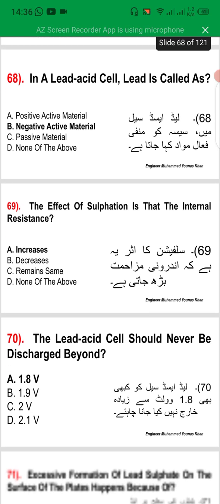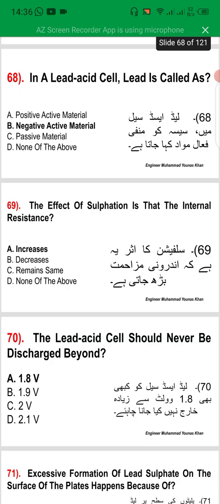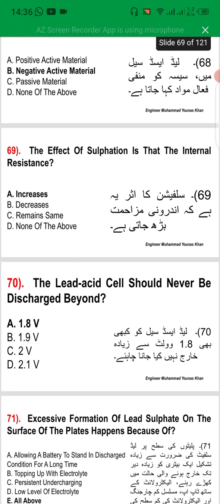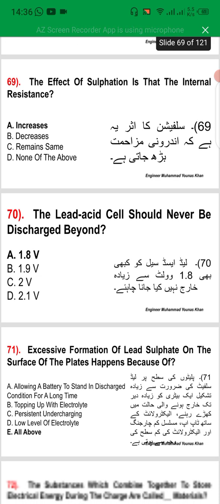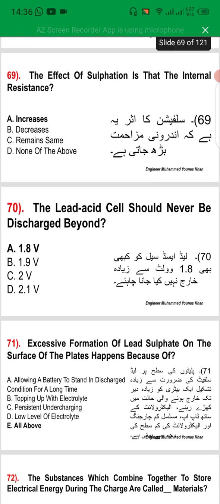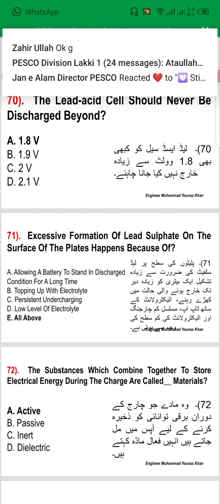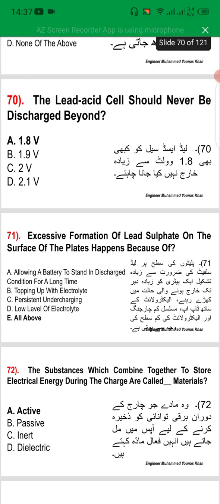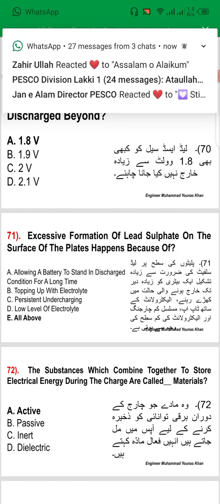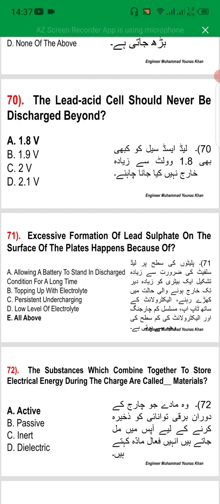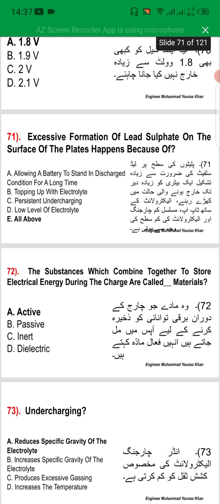In a lead acid cell, lead is called the negative active material. The effect of sulfation is that the internal resistance increases. The lead acid cell should never be discharged beyond 1.8 volt.